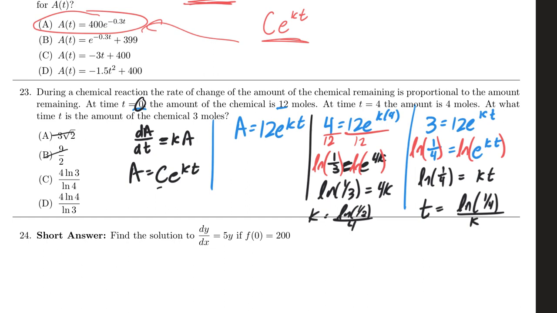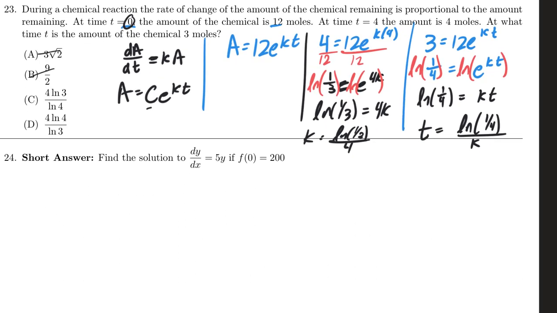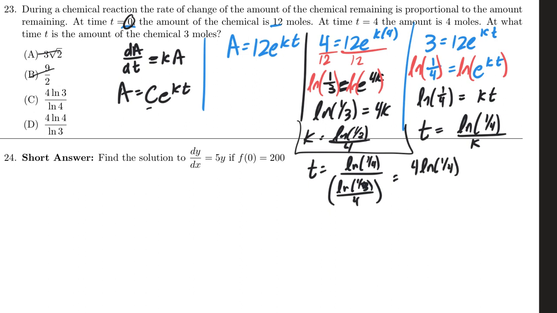All right, so let's actually write out what t is and see if we can simplify it down to one of our answers. So t is the natural log of 1/4 over the natural log of 1/3 over 4. Dividing by this fraction is the same as multiplying by its reciprocal, so that's going to give me 4 natural log of 1/4 over natural log of 1/3. And chances are, by looking at it, you might be able to guess that the answer is D, but here's the actual reason why it's D.